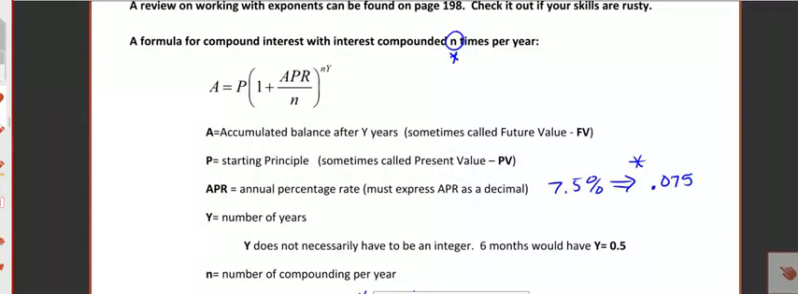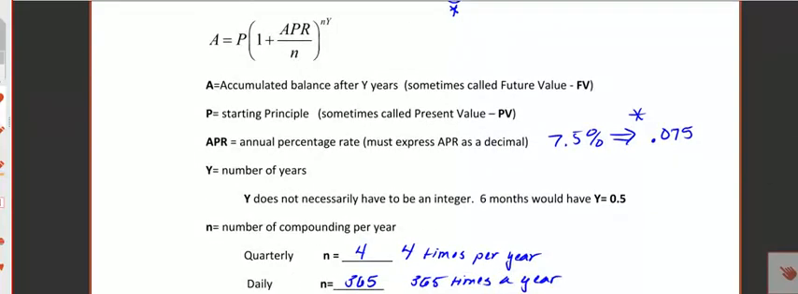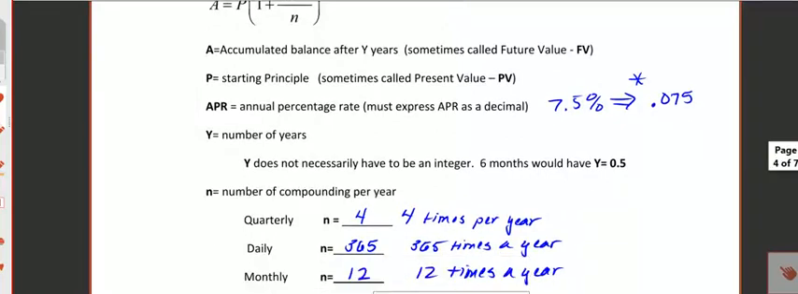Last variable is N. N is the number of compoundings per year. So how many times a year are they going to compound your interest? Well, it varies depending on the statement in the problem. So if interest is compounded quarterly, that means the value of N is 4. That's 4 times a year. If interest is compounded daily, then the value of N becomes 365. That's 365 times a year.